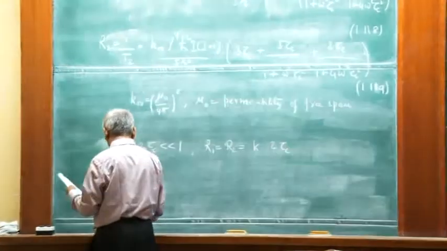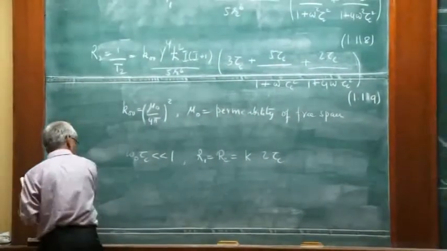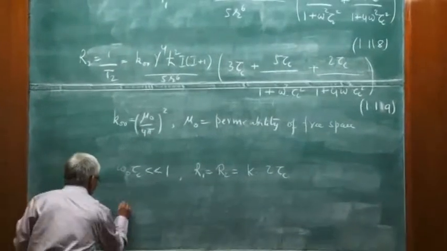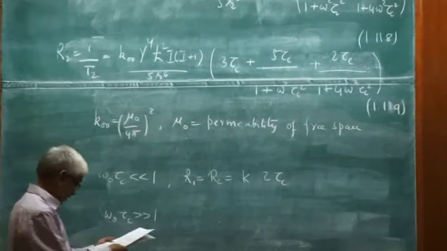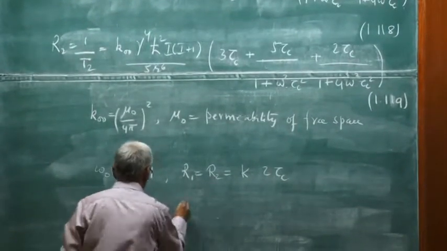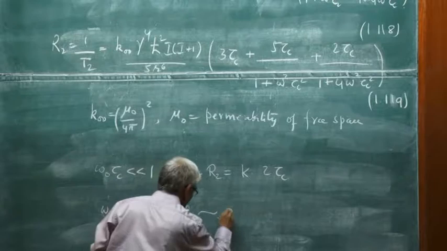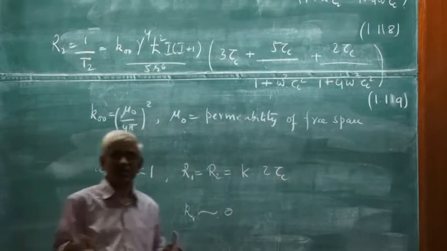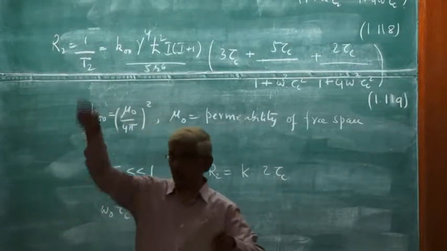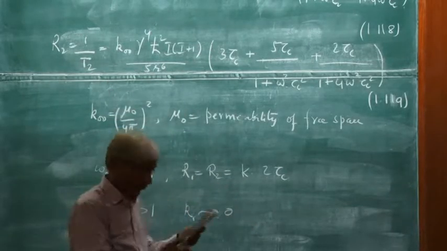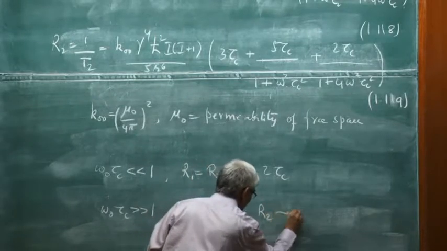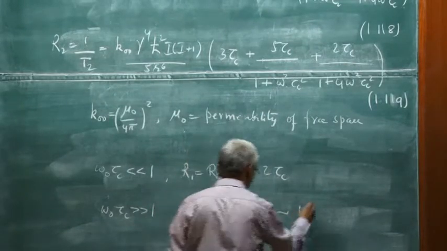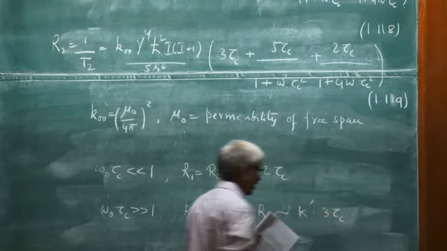Now for omega naught tau c larger than 1, R1 goes towards 0. So relaxation becomes less and less efficient. T1 goes towards infinity, with a very large value. And R2 becomes k prime times 3 times tau c.